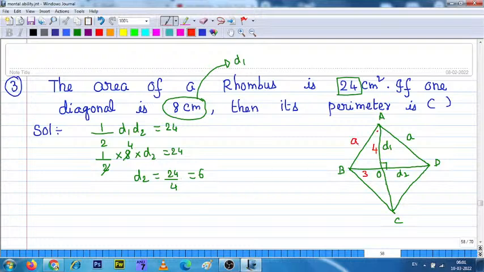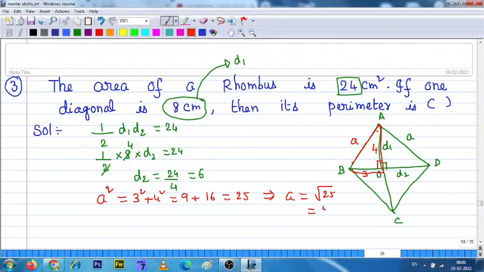For example, side A, using Pythagoras theorem in this triangle, you can write like this: side square is equal to 3 square plus 4 square. 3 square plus 4 square means 9 plus 16, that will be 25. So side A is equal to square root of 25, very simple, that will be 5 centimeters. Side of the rhombus is 5 centimeters, but we need perimeter.